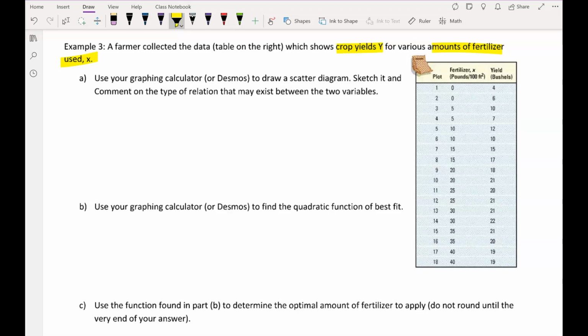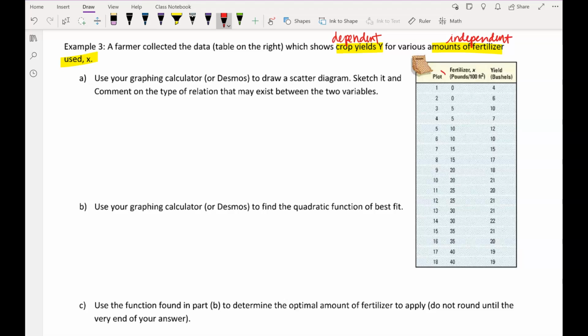Normally on an application, it doesn't really tell you which one is X and which one's Y. So make sure you understand, dependent means Y, and independent means X. So when you're reading a question and it doesn't assign X and Y, then you have to figure it out yourself. Part A, use your graphing calculator or Desmos to draw a scatter diagram. Sketch it and comment on the type of relation that may exist between the two variables.